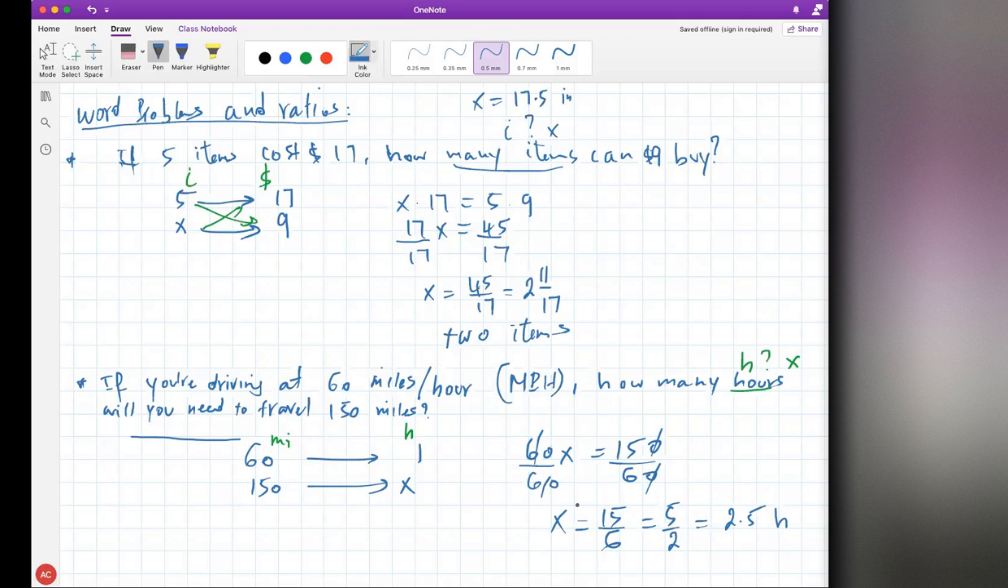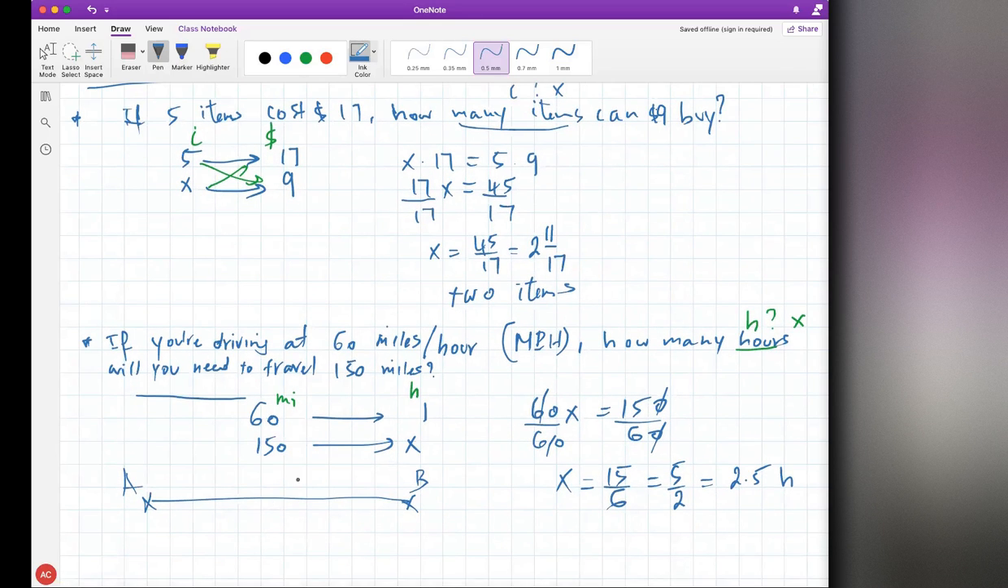So 2.5 hours. This is good if you want to plan a trip, let's say on a road trip from A to B, assuming the road is straight and everything is clear. You could estimate: if you know the distance, the miles, you could find the hours. If you know the hours, you could find the miles. Usually you would know the miles. Let's say A is 100 miles away from B.